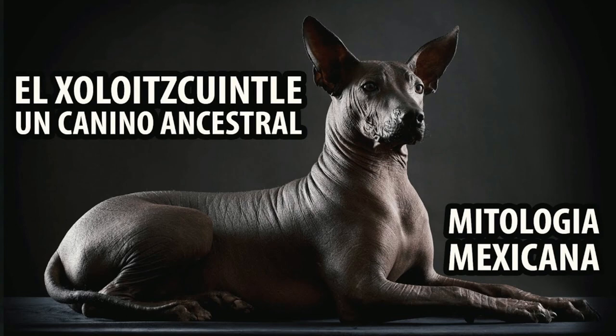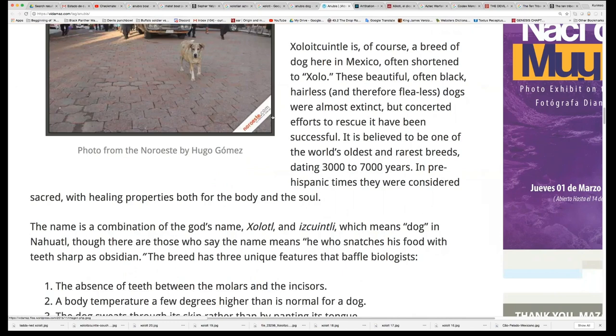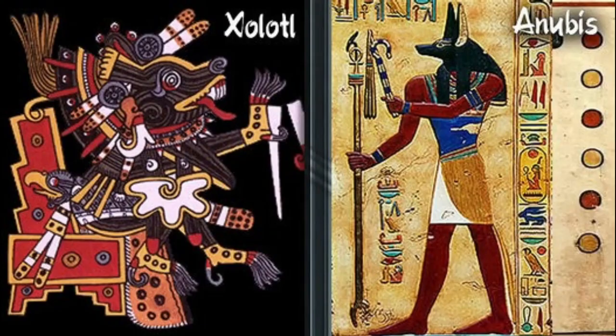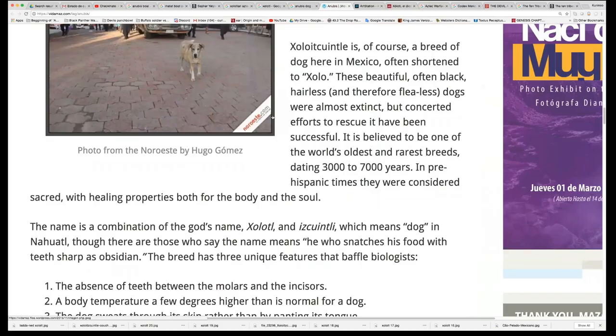These beautiful, often black, hairless, and therefore flea-less dogs were almost extinct, but concerted efforts to rescue it have been successful. It is believed to be one of the world's oldest and rarest breeds, dating to 3,000 to 7,000 years. If I'm talking about ancient Egypt, I'm talking about America, all right, people? In pre-Hispanic times, they were considered sacred with healing properties both for the body and the soul.